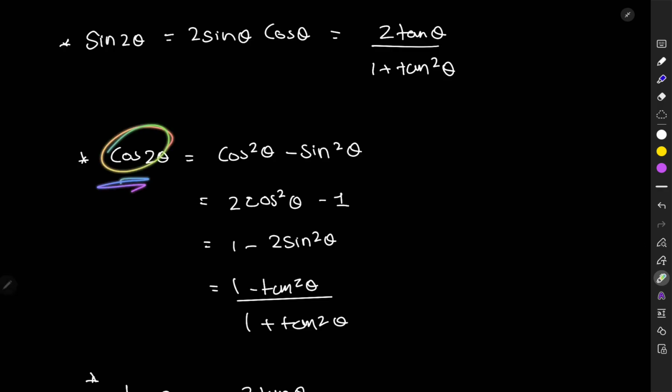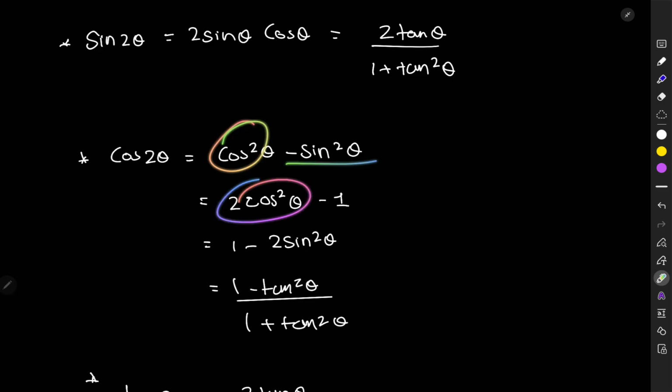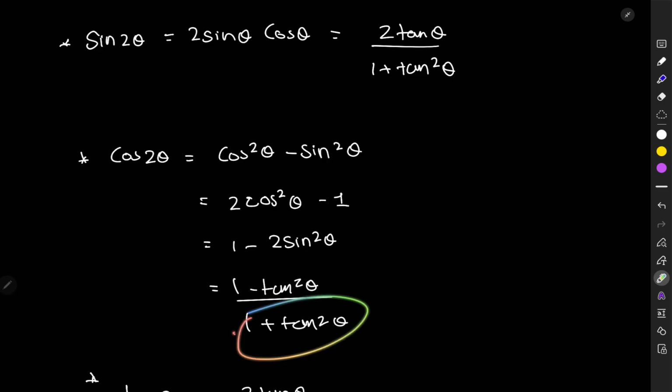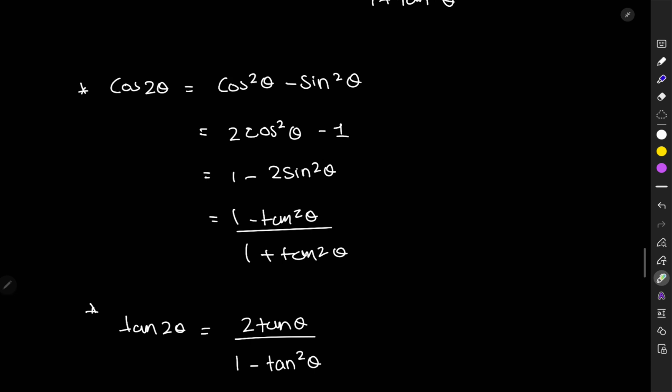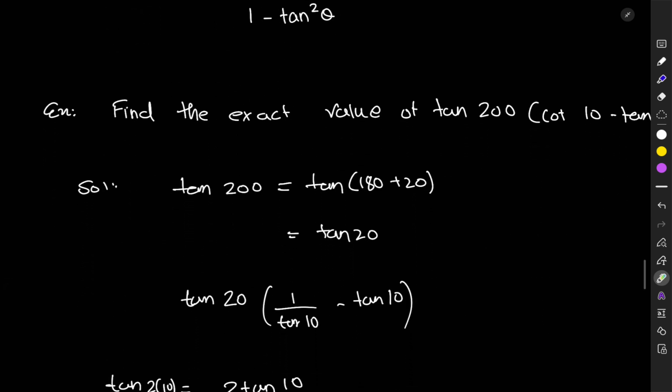So what about cos 2 theta? Cos square theta minus sin square theta, 2 cos square theta minus 1, 1 minus 2 sin square theta, or 1 minus tan square theta by 1 plus tan square theta. We have these four literal formulas which you must remember.